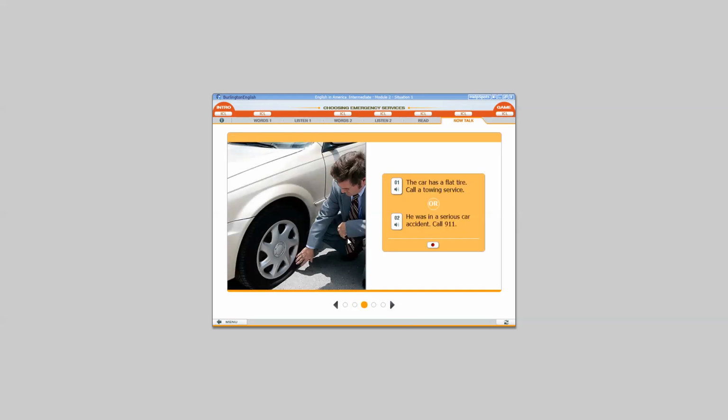Let's look at the next one. Okay, this is the emergency. That's the picture. And let's listen to number 1. The car has a flat tire. Call a towing service. Number 2: He was in a serious car accident. Call 911. Okay, so which one are we going to use? Okay, number 1 is correct. The car has a flat tire. Call a towing service.